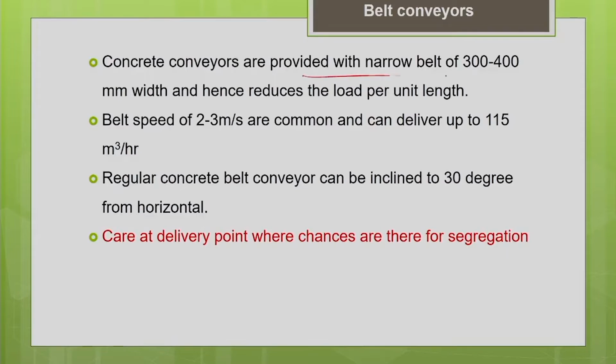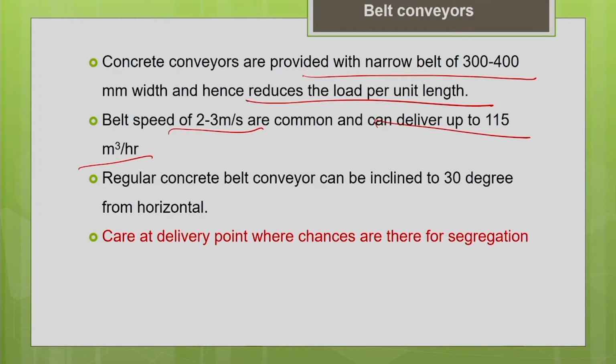So, generally we prefer to go for a narrow belt. We restrict the belt width to say 400 mm. Commonly you can see a belt conveyor with a width of up to even 1 meter, but generally for concrete belt conveyors we try to restrict to 400 mm width to reduce the load per unit length, so that you can have a belt speed of nearly 2 to 3 meter per second. As you know, the higher the belt speed, the higher the placement rate. You can deliver even up to 115 meter cube per hour of concrete. So, it can give you a very high placement rate.